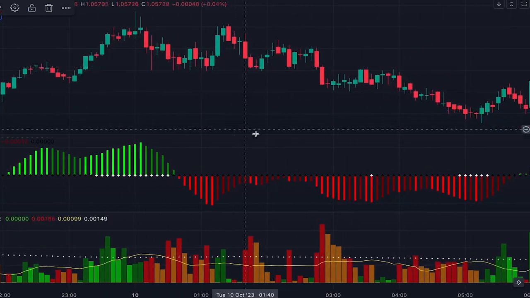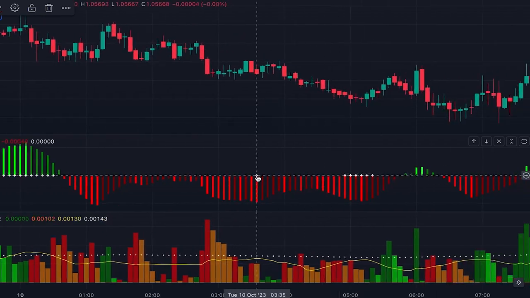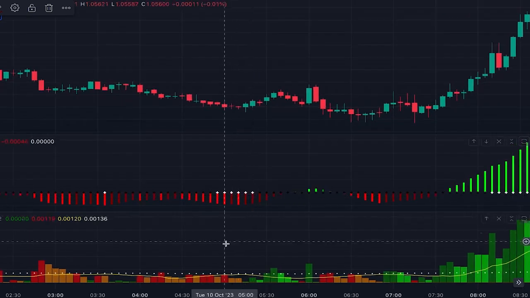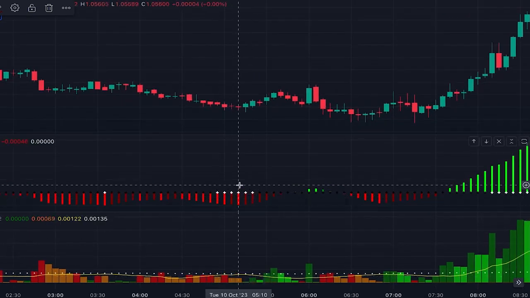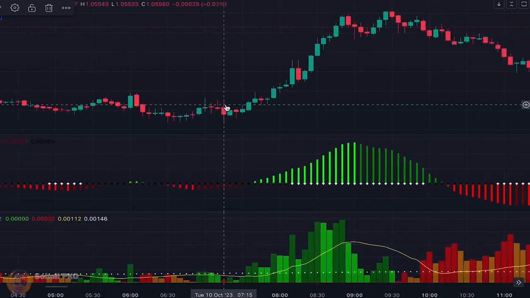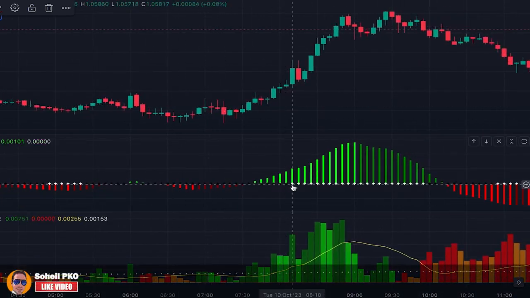Here, after these black crosses, we got a white cross. The histogram is red, so it's a sell signal, but this indicator doesn't confirm because the bar is below the dead zone line. Here again, after the black crosses, we got a white cross, but this indicator doesn't confirm, and it's correctly doing it. If we didn't have this indicator, we would enter a short position here, which would definitely end up in loss.